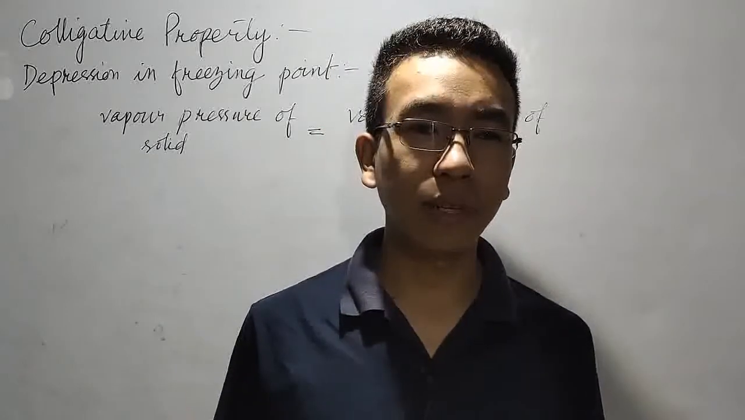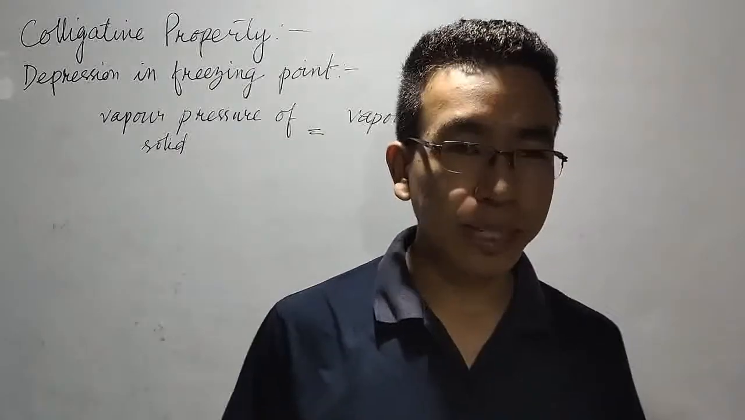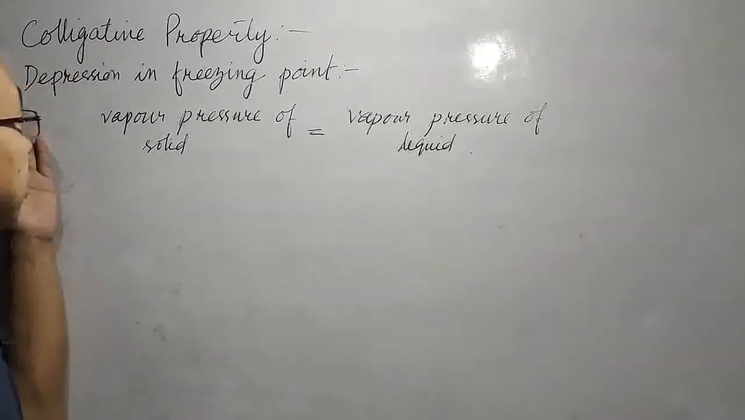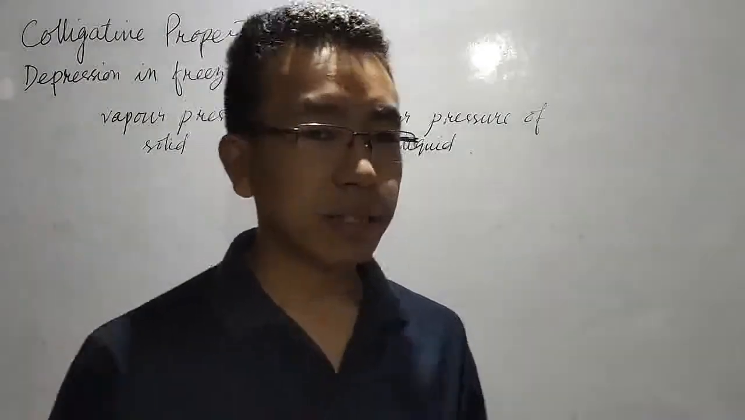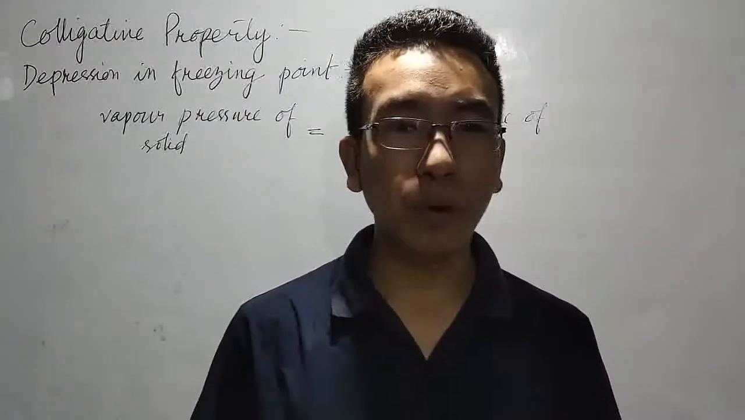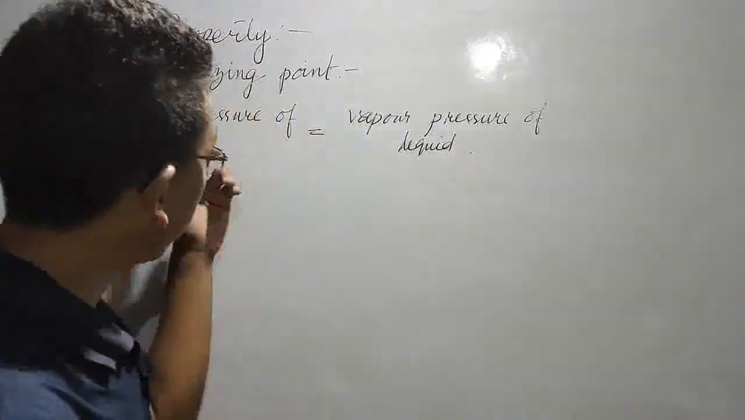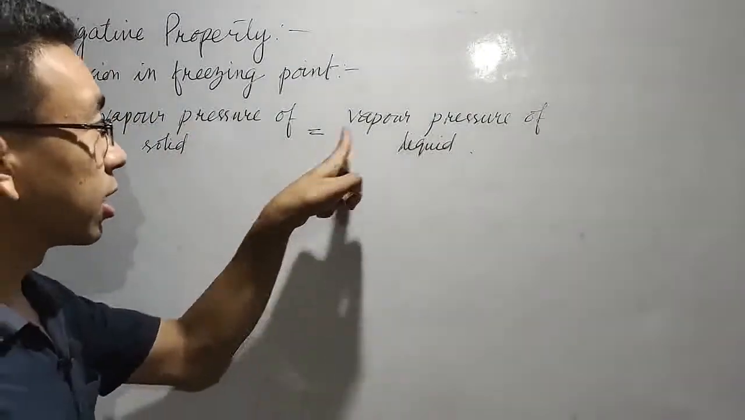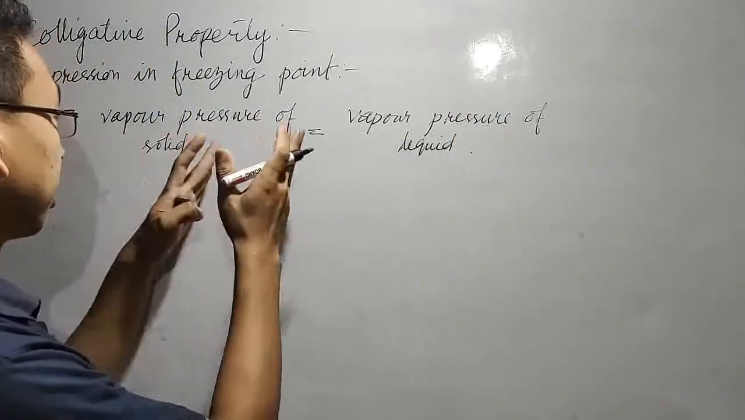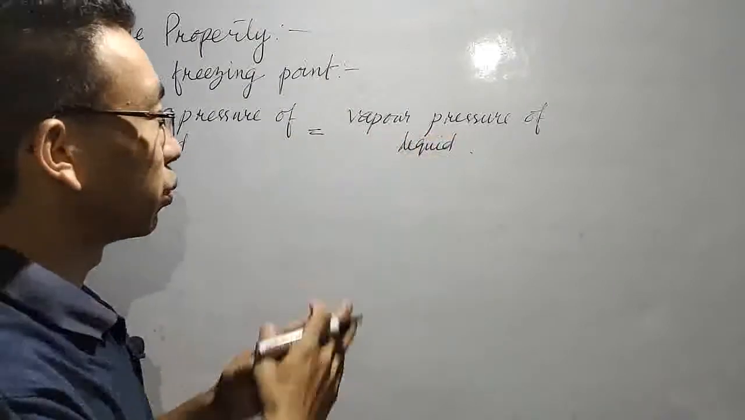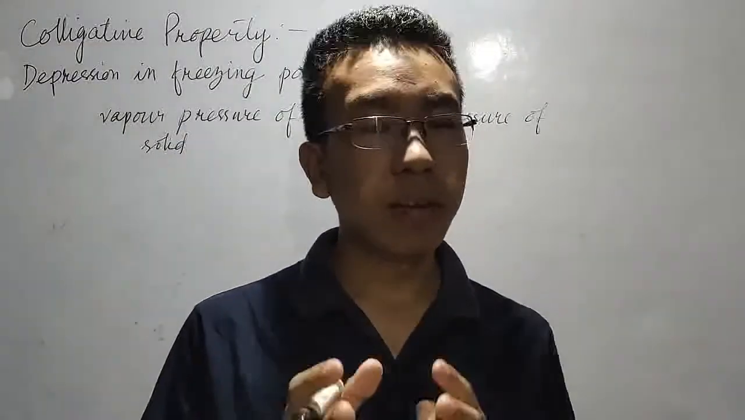Hello class, in this video we shall be discussing one of the colligative properties, that is, as you can see on the board, depression in freezing point. Let us first try to know what is meant by freezing point. Freezing point is the temperature at which the vapor pressure of the solid is equal to the vapor pressure of the liquid. At that particular temperature, that is called the freezing point.